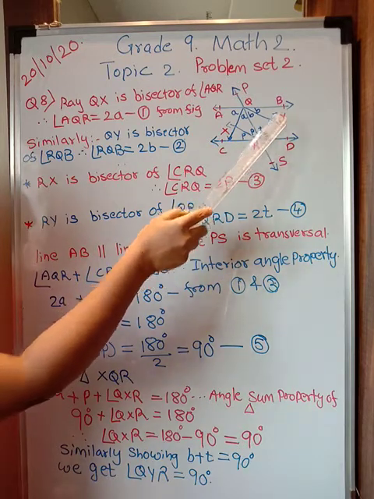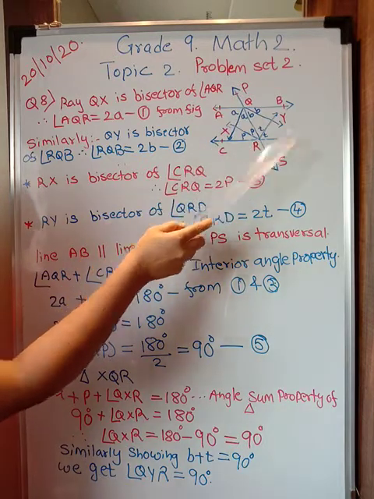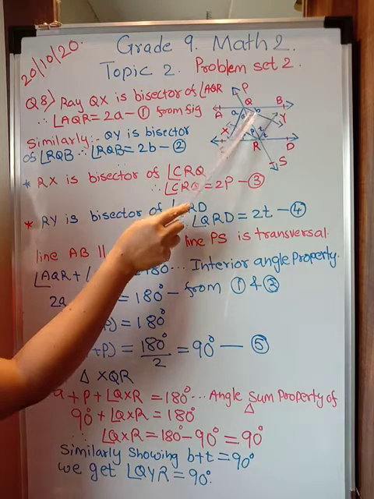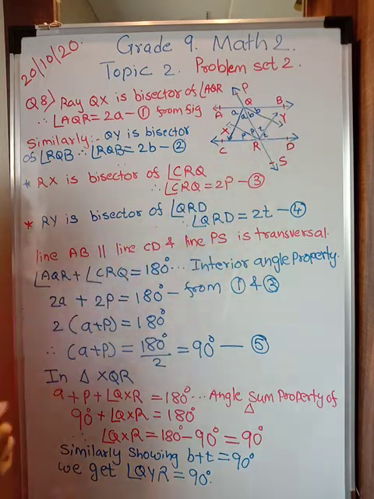RY is bisector of angle QRD. This is bisector. So it is dividing this big angle into two equal parts. I have written it by T and T. Okay, so first of all, now what else is given?